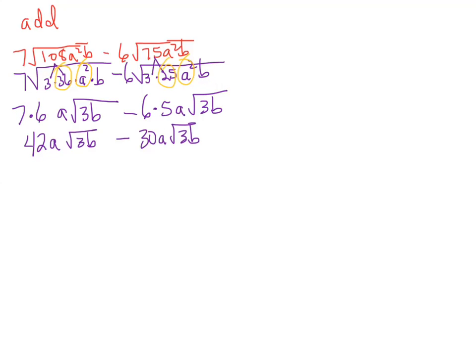Now we have to look at these carefully. What's inside the radical has to be identical. The index of the radical must be identical, and any variable part outside the radical must be identical. And so these are. Therefore, I can subtract the 42 of them minus 30 of them to get 12 of them, which would be 12a square root of 3b.